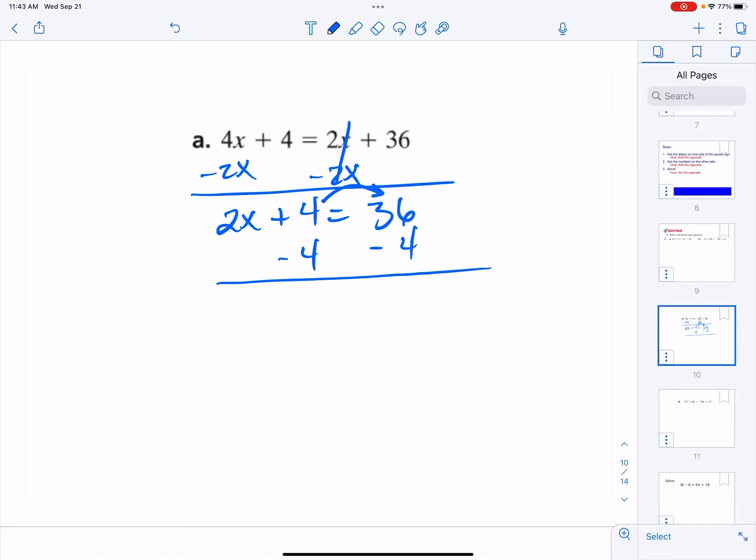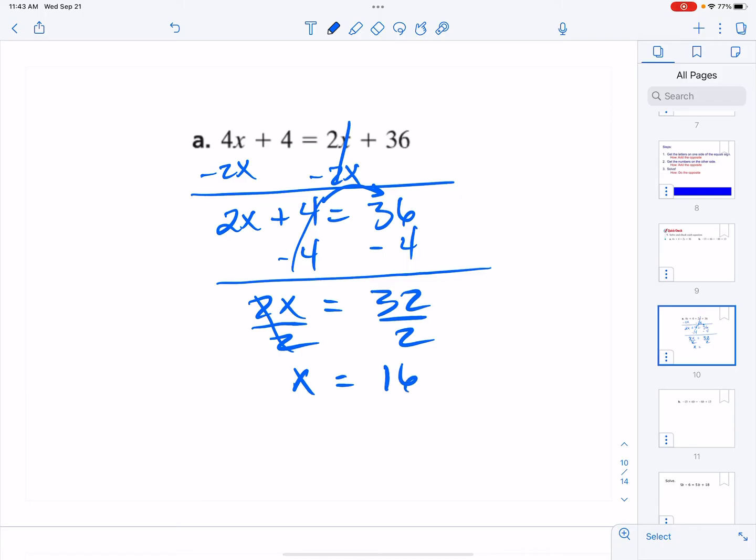The 2x didn't have anything to join with, so we just have 2x. The 4 and the negative 4 are going to make a 0. And then on the right-hand side, we've got 36 plus negative 4, which gives me 32. Now, I have to get rid of a multiply by 2, because I don't want to know about 2 x's. I only want to know about 1 x. So I divide them in half. And if I divide that in half, I do the same to the 32. So the 2's turn into a 1x, and we just write that as x. And 32 divided by 2 gives me 16.